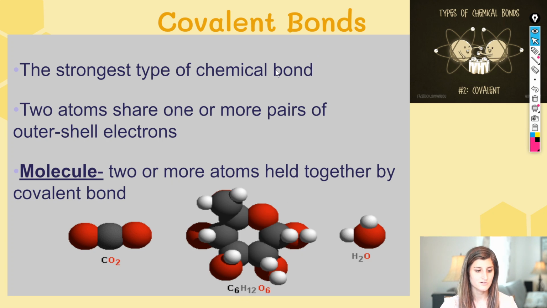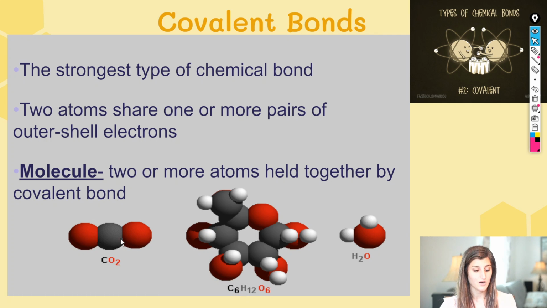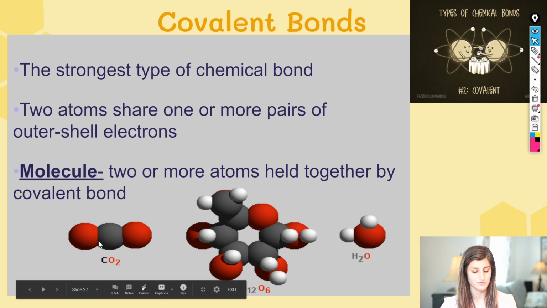Covalent bonds are very, very strong chemical bonds, and this is when atoms are going to share one or more pairs of outer electrons. Two or more atoms that are held together by covalent bonds is called a molecule. So here are some examples of molecules. Carbon dioxide: the oxygen and the carbon are going to be connected. You can't see them, but there are covalent bonds right here that are holding this molecule together.